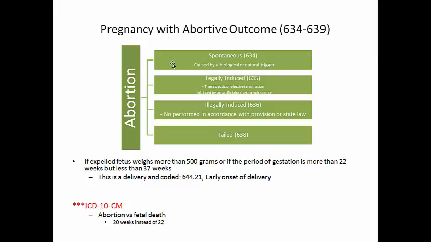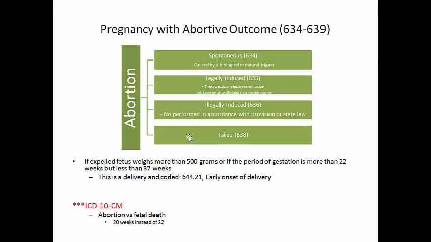Is it spontaneous? Is it legally induced? Is it illegally induced? Or was it a failed abortion? If an expelled fetus weighs more than 500 grams, or if the period of gestation is more than 22 weeks but less than 37 weeks, the coder would code a delivery code of an early onset of delivery, so 644.21.